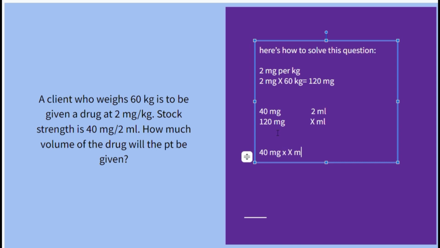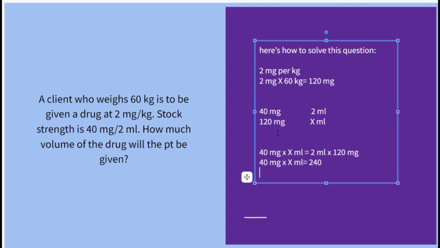Multiplied by X mLs is equal to 2 mLs multiplied by 120 milligrams. So we're going to leave everything right now on this side while we solve the other side, which will be 240. I'm just going to leave the units because they're going to cancel each other out, and I don't know how to write it with the keyboard. But then X stays alone, and 240 divided by 40 will be X. So that will be 6 mLs is your answer for this question.